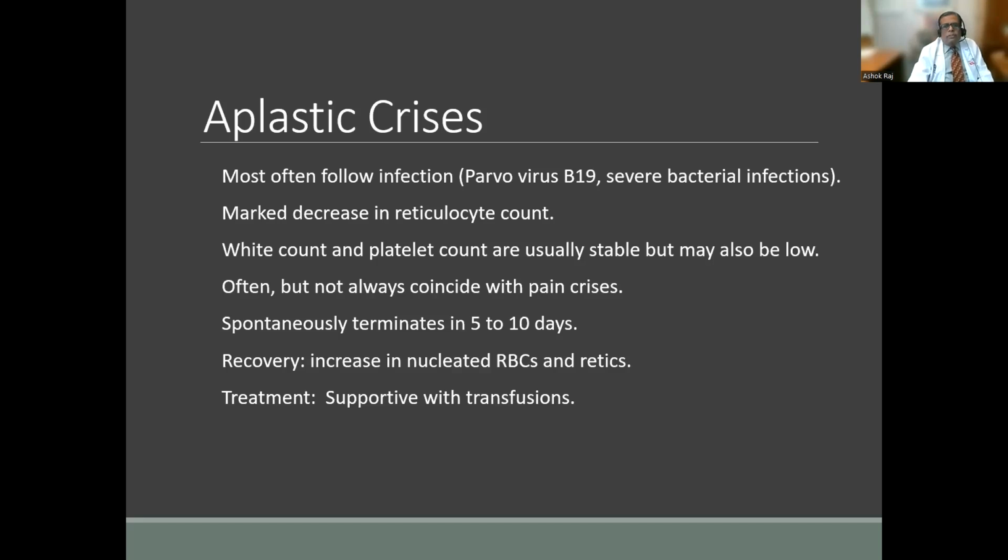Now the next crisis is aplastic crisis. In this crisis, usually it's related to a viral infection. Parvovirus B19 is the most common. Here you have a markedly decreased reticulocyte count.